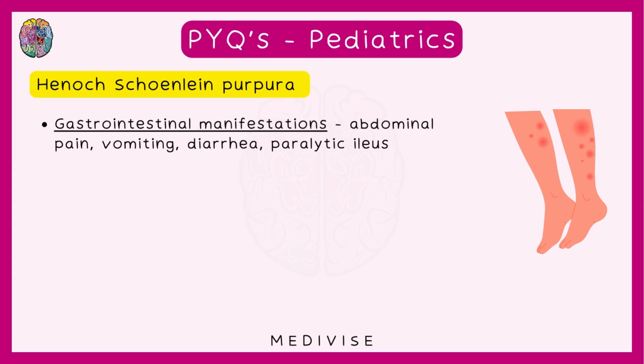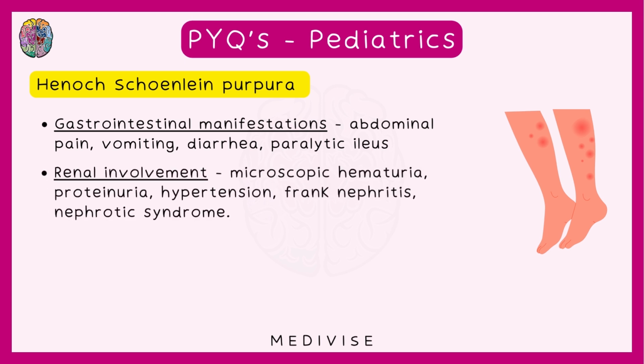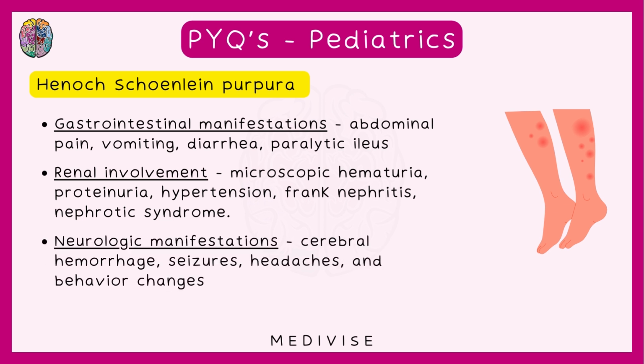Next, it can involve the GIT leading to abdominal pain, vomiting, diarrhea, and paralytic ileus. Very importantly, it can lead to microscopic hematuria, proteinuria, hypertension, frank nephritis, and nephrotic syndrome. And it can also affect the CNS, leading to cerebral hemorrhage, seizures, headaches, and behavioral changes.